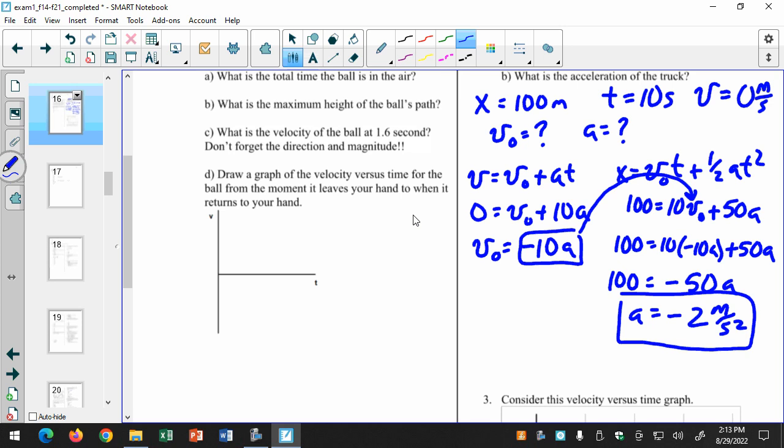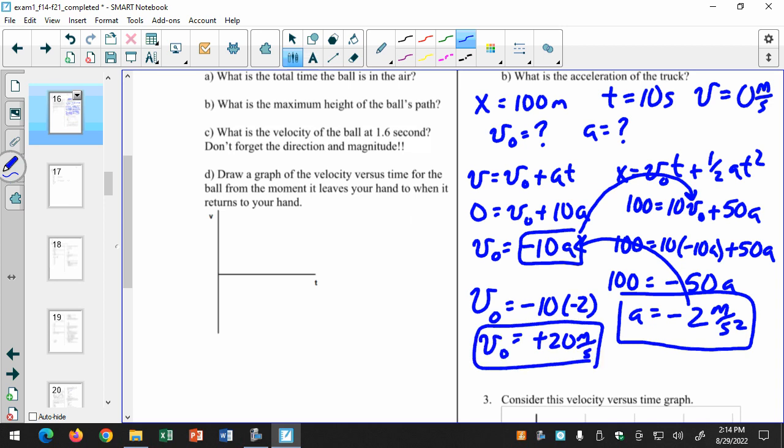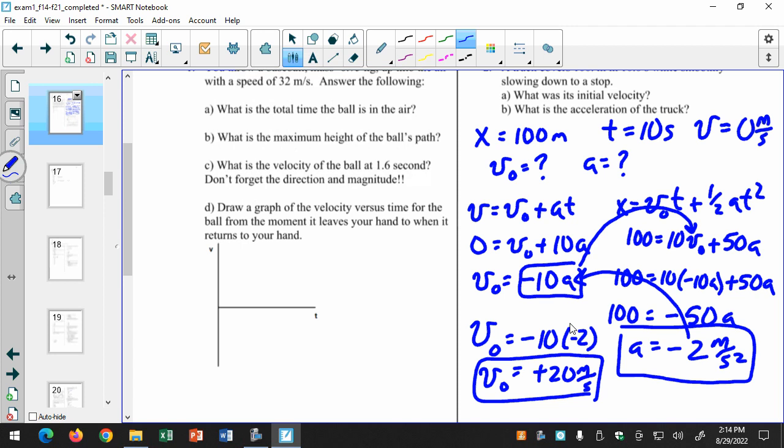And then I can take that and plug it right back in here for A, and that gives me my V naught. Minus 10 times negative 2, that's equal to positive 20 meters per second. That's my V naught. This all makes sense to me. If I'm decelerating at 2 meters per second squared, that means for every second, my velocity decreases by 2 meters per second. I'm starting at 20 meters per second, so therefore I must need 10 seconds to stop.